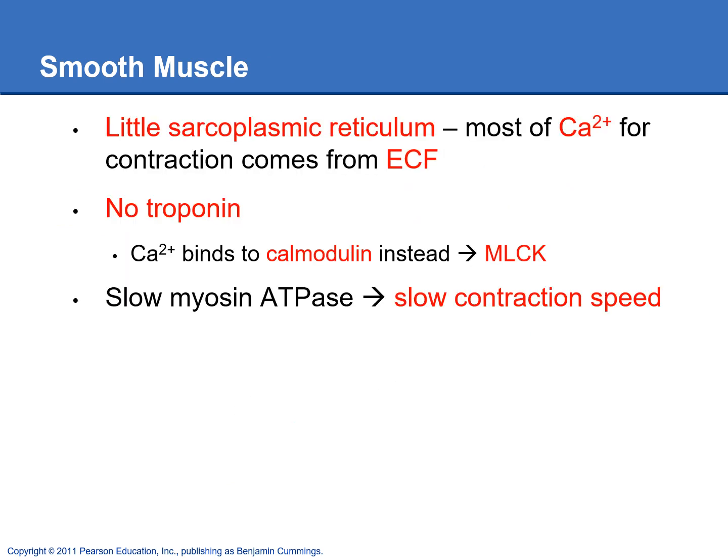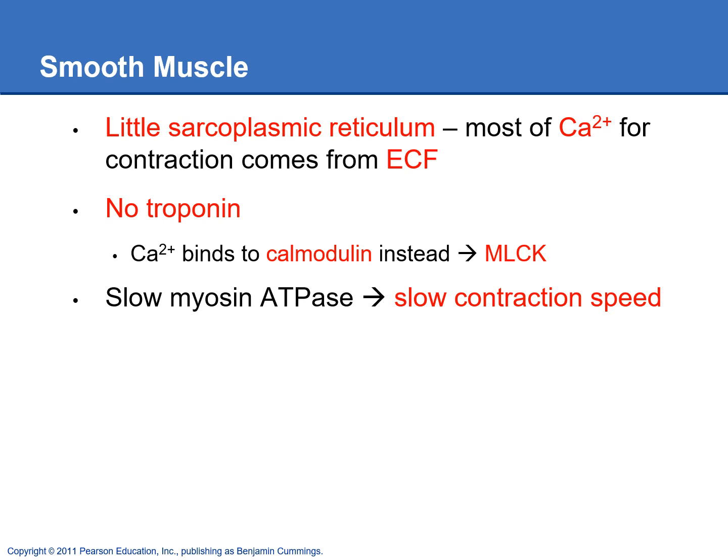Another big difference with smooth muscle compared to skeletal muscle is that most of the calcium for contraction comes from the extracellular fluid. Smooth muscle cells have very little sarcoplasmic reticulum. And remember, that's very different from skeletal muscle cells because all of the calcium came from the sarcoplasmic reticulum. Another big difference is that there's no troponin, so our cowboy is gone. So calcium is going to bind to a different protein called calmodulin in smooth muscle cells.